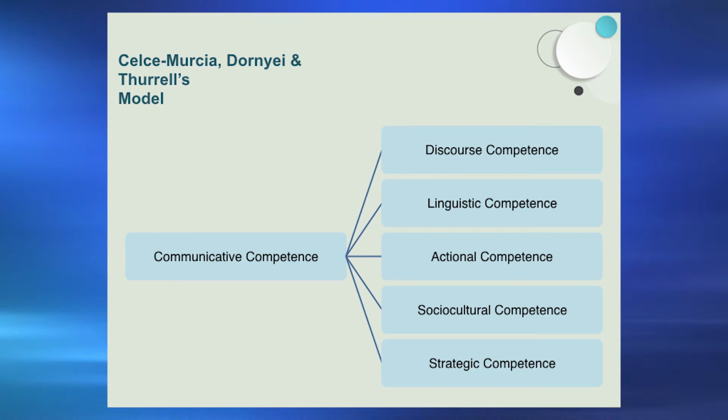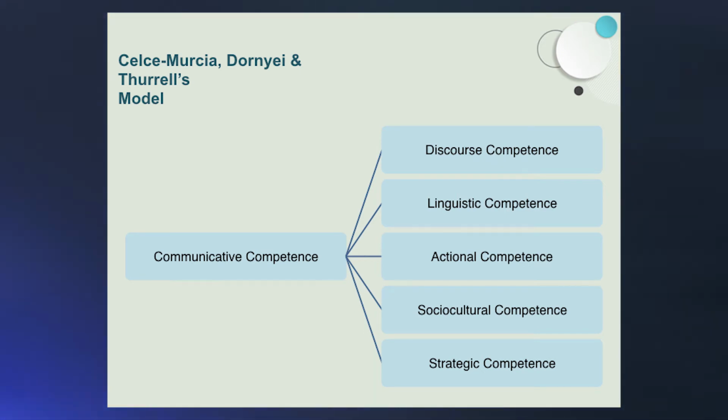The last, Celce-Murcia, Dornyei, and Thurrell's model. With more view to discourse competence, Celce-Murcia, Dornyei, and Thurrell presented a model of communicative competence which is not a hierarchical system of discrete competence or ability, but a dynamic, interactive construct. The model comprises five components: discourse competence, linguistic competence, actional competence, socio-cultural competence, and strategic competence.